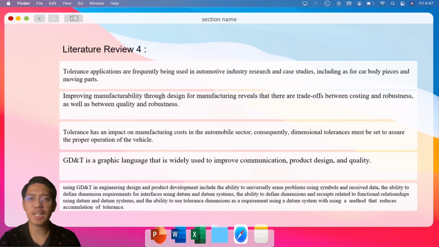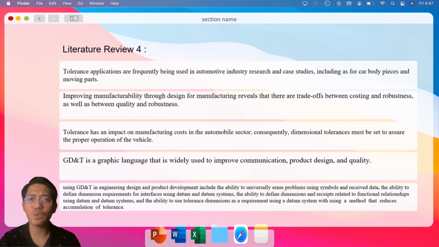Tolerance applications are frequently used in automotive industry research and case studies, including car body pieces and moving parts. Improving manufacturability through design for manufacturing reveals that there are trade-offs between costing, robustness, and quality. Tolerance has an impact on manufacturing costs in the automobile sector. Consequently, dimensional tolerance must be set to assure the proper operation of the vehicle.